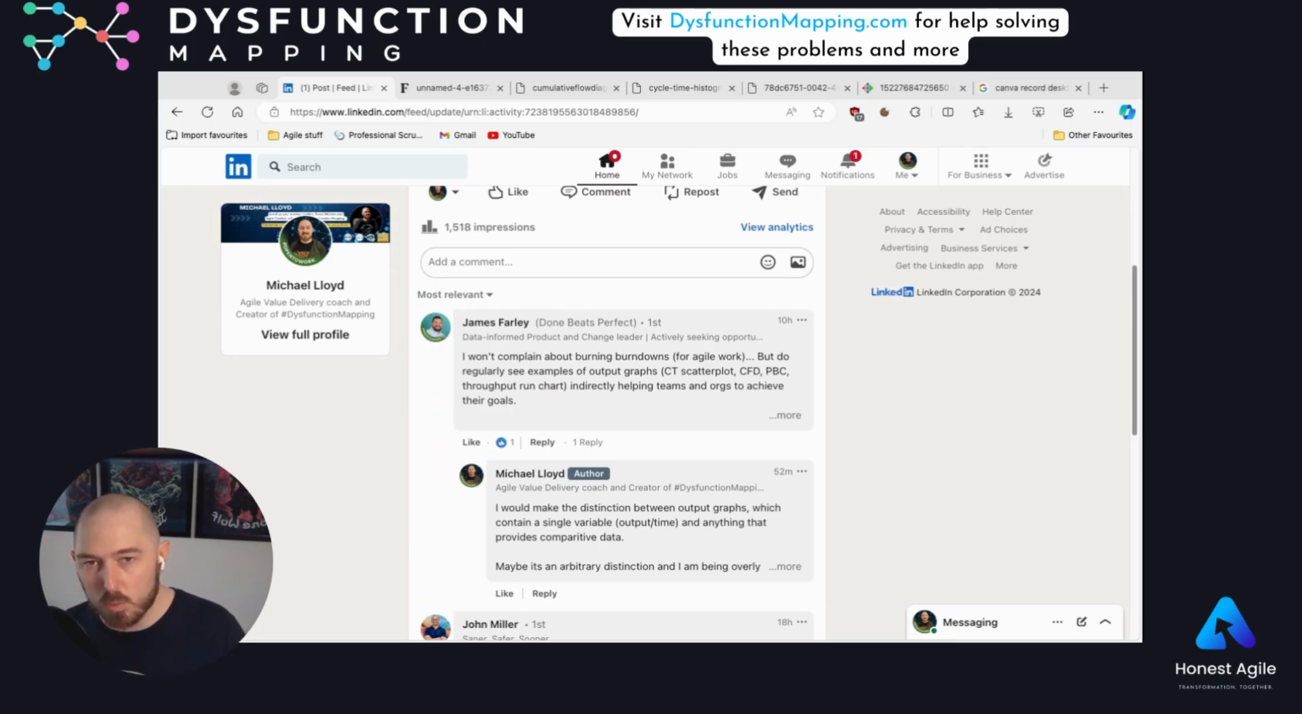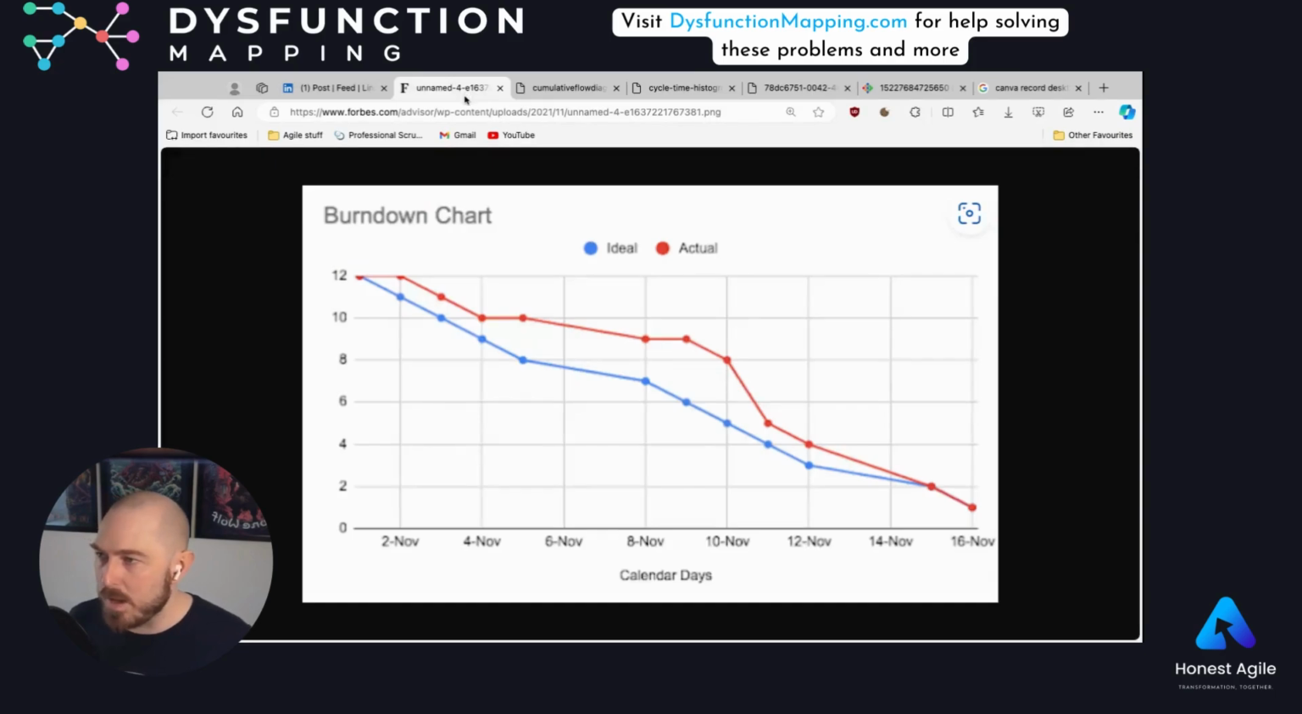And the bit that I thought was worth expanding upon in the video was what I see as the difference between output graphs and other kinds of graphs and data that can be very, very useful for teams in general, including obviously for Scrum teams. And so the reason this post obviously came about was because I was thinking particularly about burn down charts, which I see as output graphs.